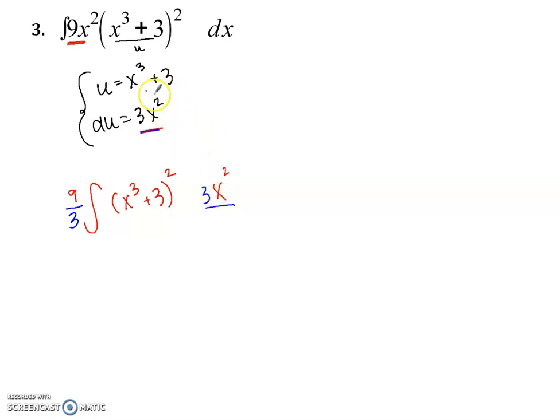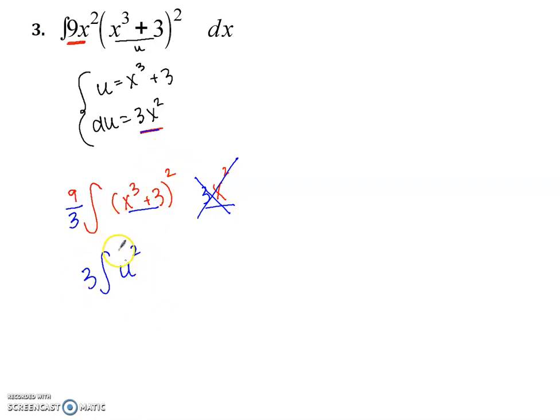Remember, once you match du, we're done with it. We're just looking at the part with u now. So outside the integral, 9 divided by 3 is going to be 3. The inside part is u, and that exponent stays.